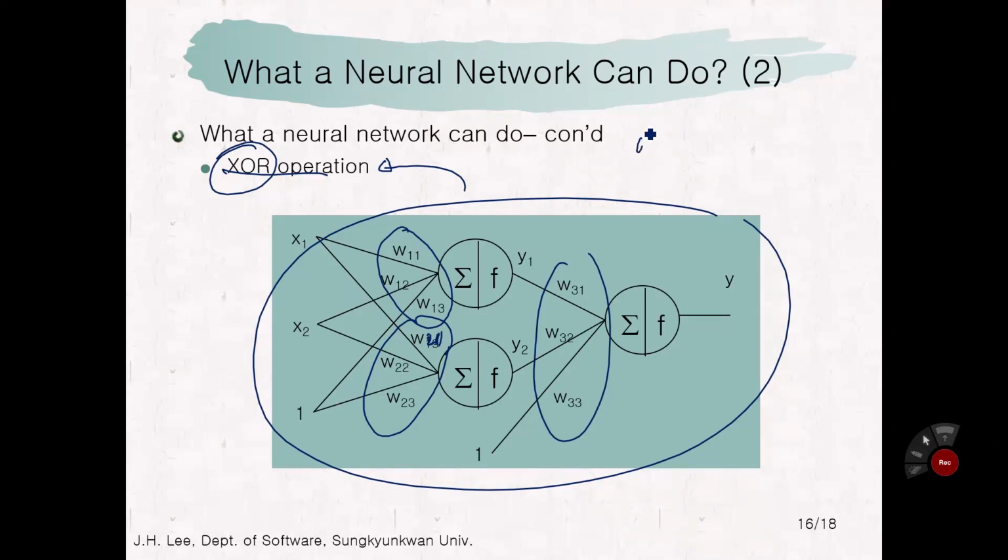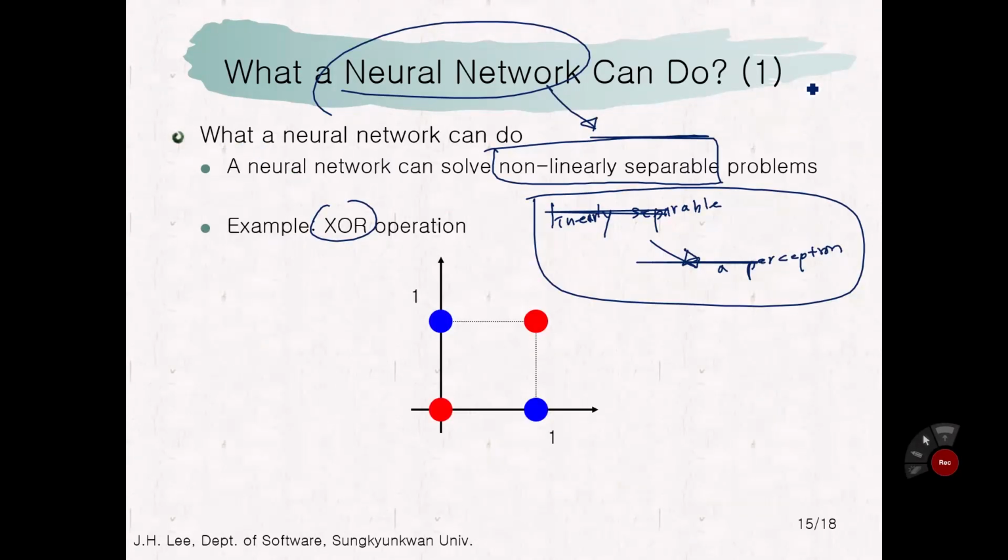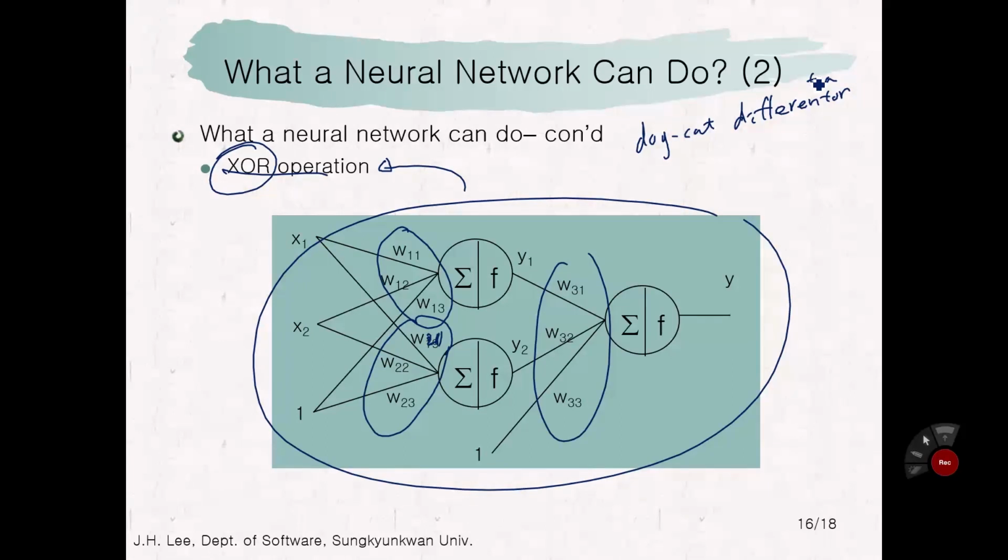So, what about the dog and cat differentiator? You want to make a dog and cat differentiator. Okay. Then can you determine the connection way for the dog and cat differentiator? No, it's impossible. Why? For simple exclusive OR, determining a connection way is not easy. But the dog and cat differentiator is a very complex problem. Then how can you set up the connection way? It's impossible. That's why we need a training algorithm.